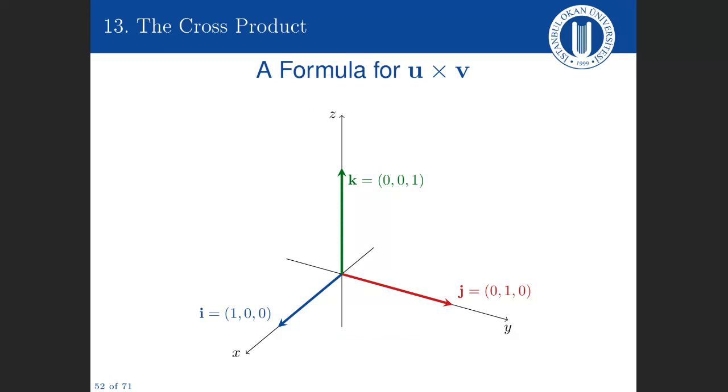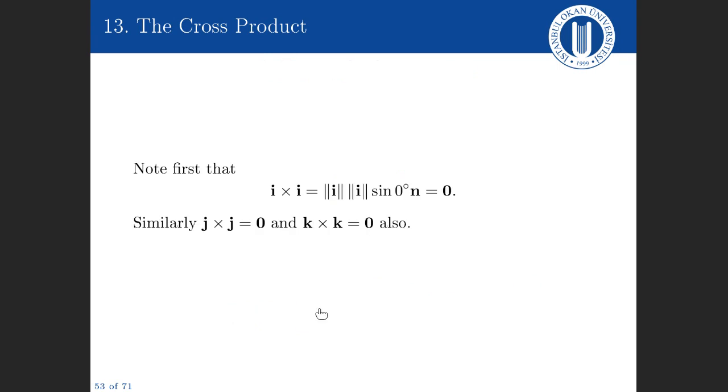First, I want to find a formula for U cross V in terms of the component form of U and the component form of V. First, we'll look at the standard unit vectors, I, J, and K. I points along the x-axis, J points along the y-axis, and K points along the z-axis. First thing to note is that I cross I must be 0, because the angle between I and I is 0, sine of 0 is 0. For the same reason, J cross J is 0 and K cross K is 0.